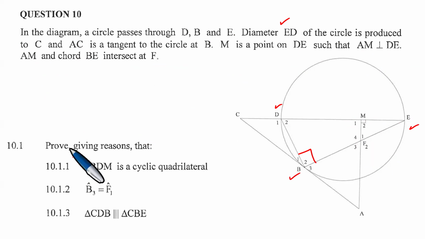Now prove, giving reasons, that FBDM is a cyclic quadrilateral. FBDM is a cyclic quadrilateral.